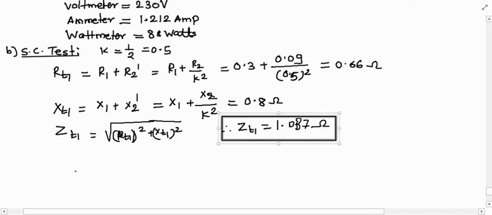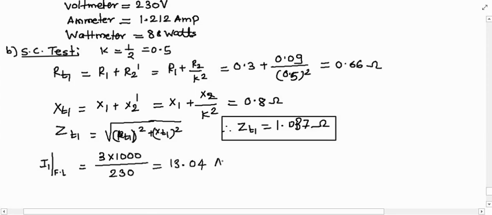Okay. So now what is the full load current in the high voltage winding? I1 full load, I will write down here. It is nothing but, the transformer is of 3 kVA, so 3 into 1000 divided by the primary voltage 230 volts. So it is 13.04 ampere. What are we doing in the short circuit test? We are short circuiting the secondary and applying voltage across the primary winding till the ammeter in the primary winding shows me the full load current of the primary winding.